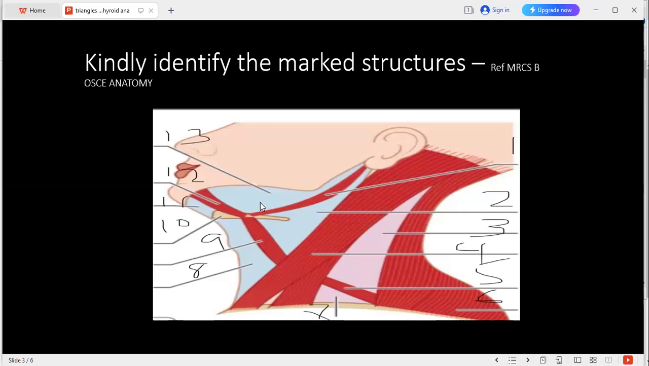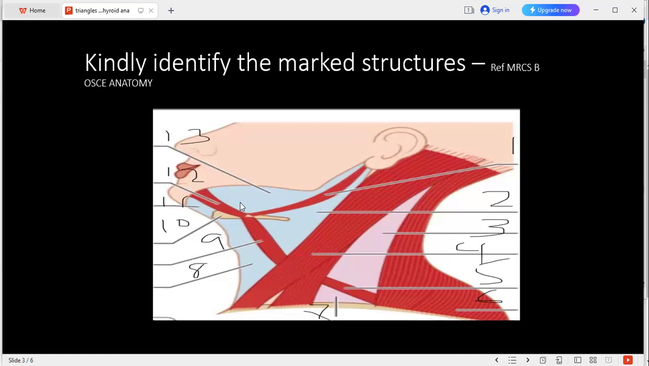If you are describing anterior triangles, can you describe number 13? Which triangle is this? This is the submandibular triangle. What about number 11? This is the submental triangle. Yes, good. And number 8? This is the muscular triangle. Number 2, which triangle is this? This is the carotid triangle. And what is number 1? Which muscle is this? This is the digastric, posterior belly of digastric.